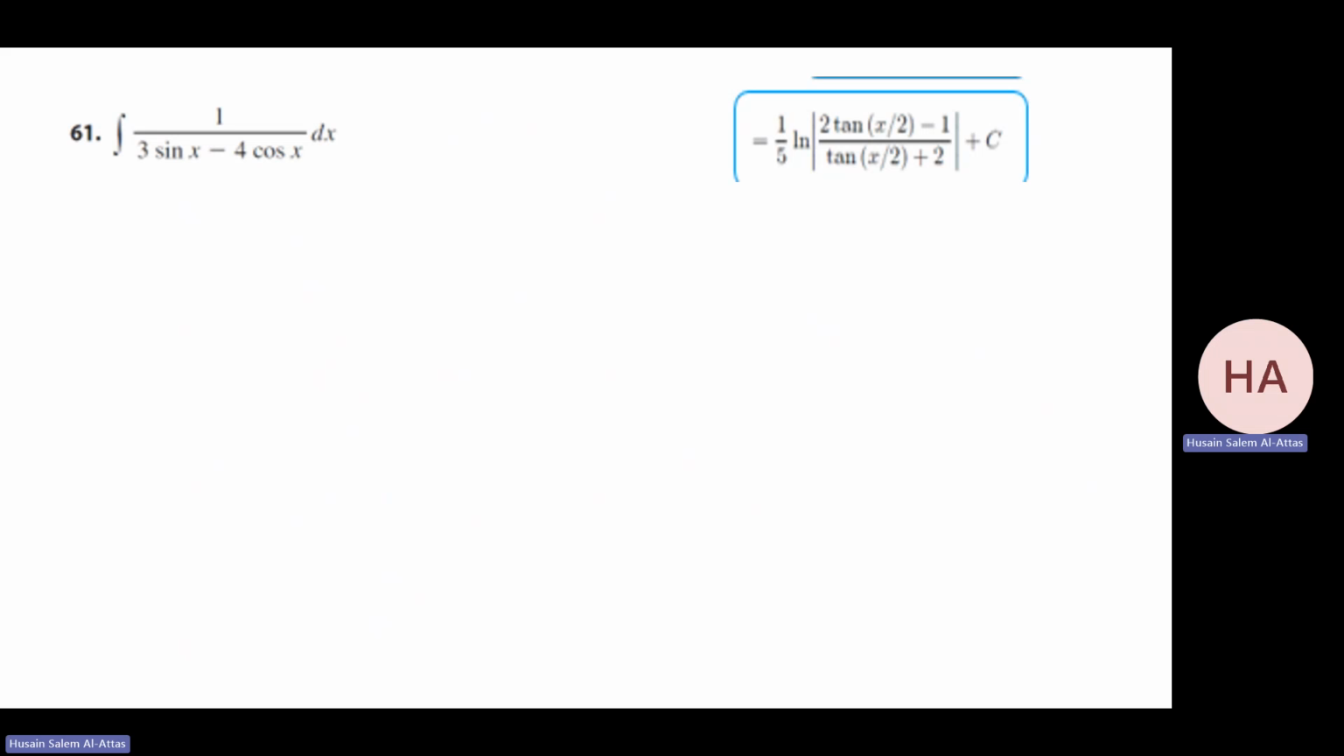1 over 3 sine x minus 4 cosine x. Okay, be careful. Now let us remember the substitution. I will let u equal tan x/2.